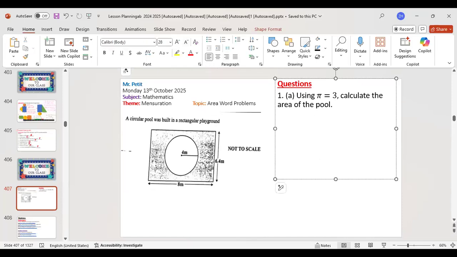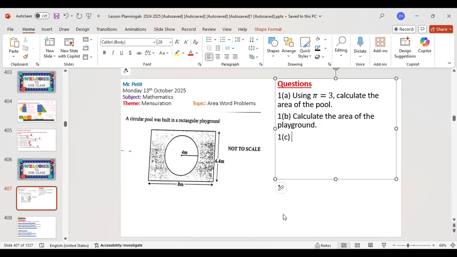Let me put all the questions up one time so that we could have our bearings. The next question, B, is calculate the area of the playground. Please make sure I leave space for working.